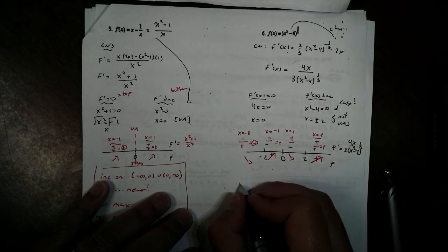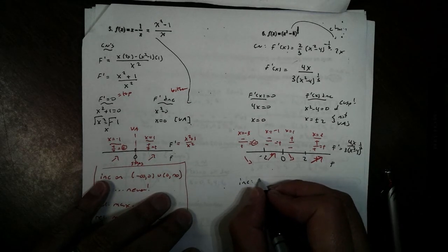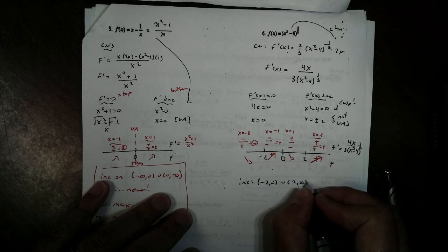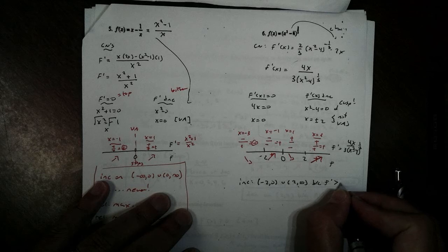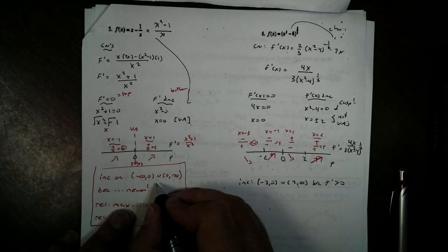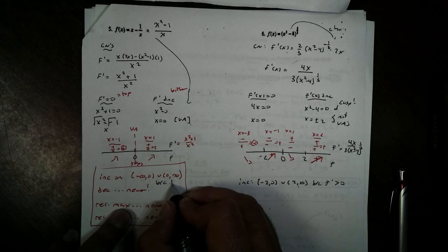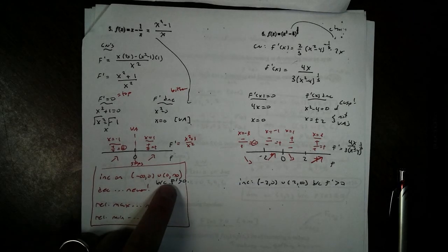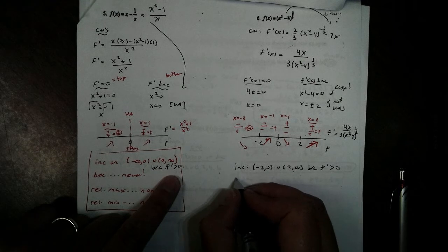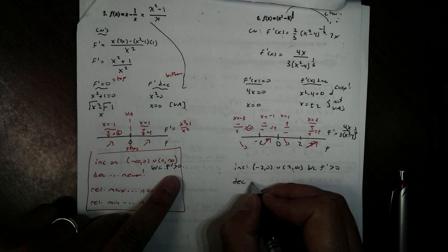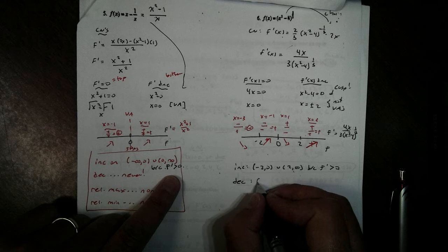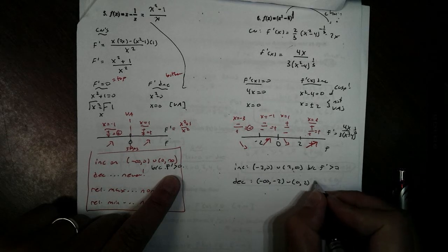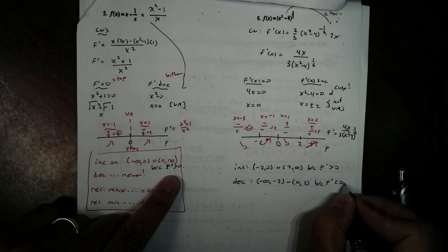So where is this function increasing? Well, it's increasing on negative 2 to 0 or 2 to infinity because the derivative is positive. Oh no, I forgot to put that over here. I forgot to put down my answer. Look at you guys, I'm like a student now. I remember now, but it's just cram it in. It's decreasing between negative infinity to negative 2 or 0 to 2 because the derivative is less than 0.